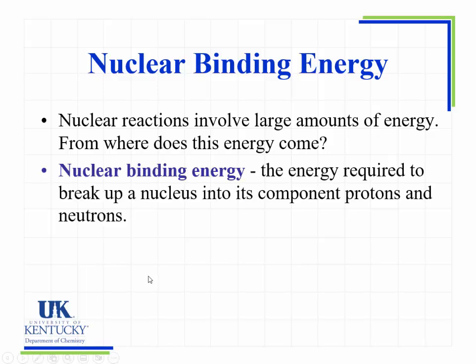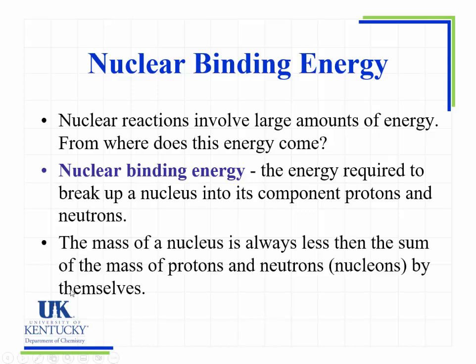Well, we need to define something called the nuclear binding energy. It's the energy required to break up a nucleus into its component protons and neutrons. So if you started off with, for example, a helium atom, which consists of 2 protons, 2 neutrons in the nucleus, the energy it takes to pull that apart into its individual protons and neutrons is the nuclear binding energy.